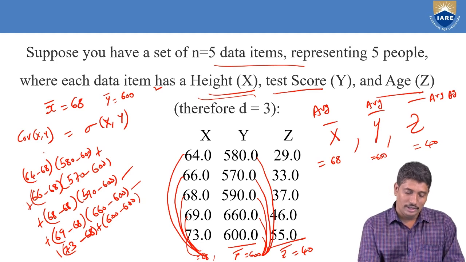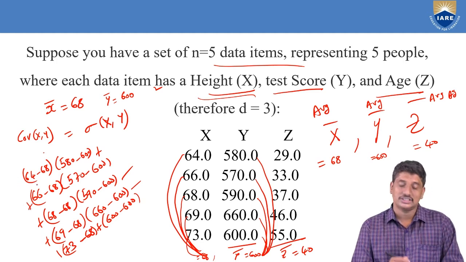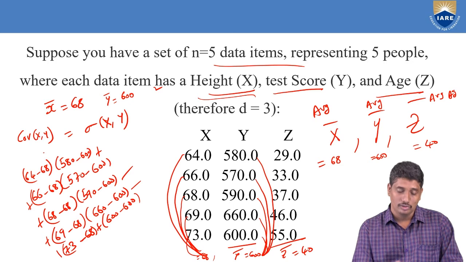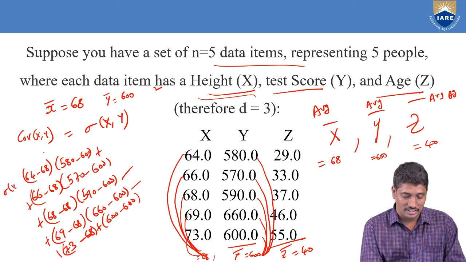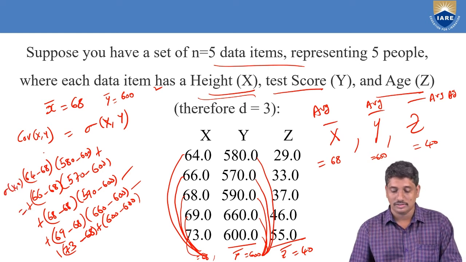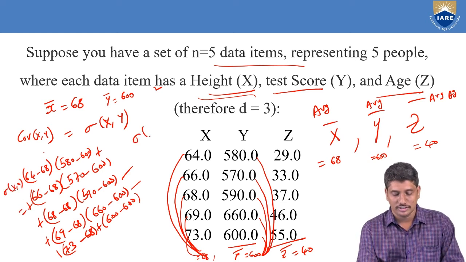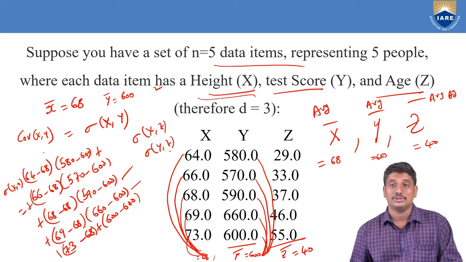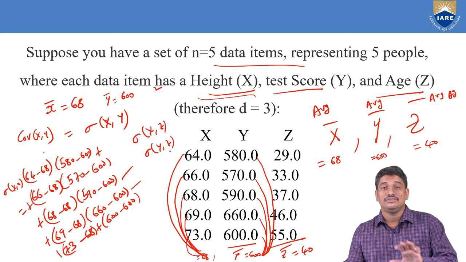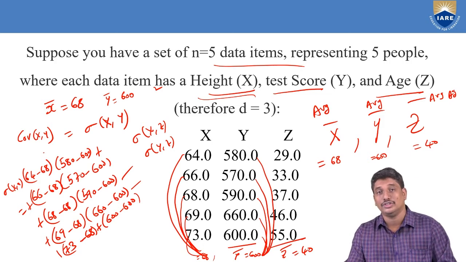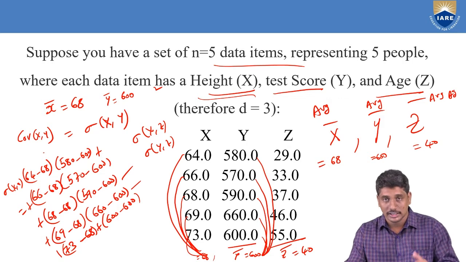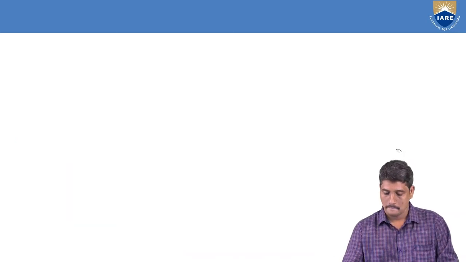Like this, we'll add the 5 products, and we get the covariance sigma of x comma y. This is the covariance of sigma. Similarly, we can find the covariance of sigma x comma z and sigma y comma z in the same process. Then, with the help of these calculations, we are going to get a 3 by 3 matrix, which is called the covariance matrix. Let us look at that matrix.